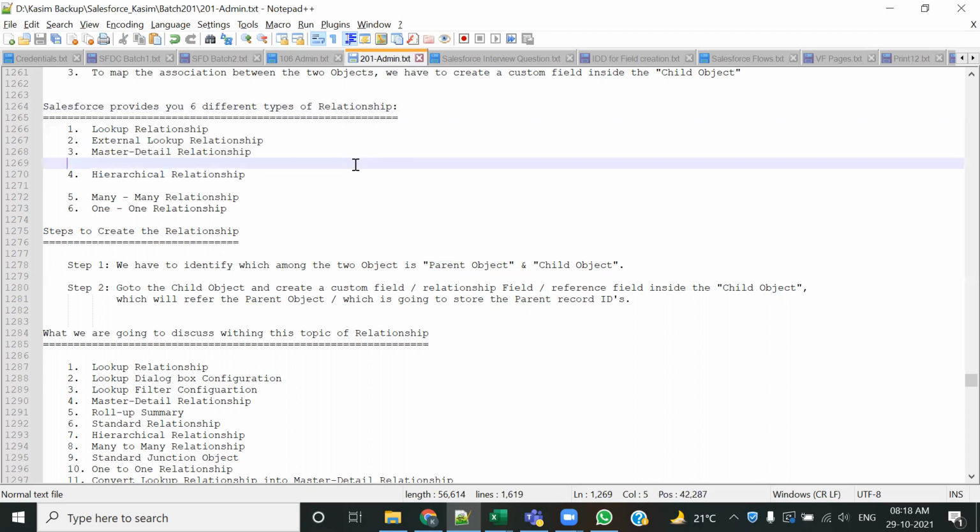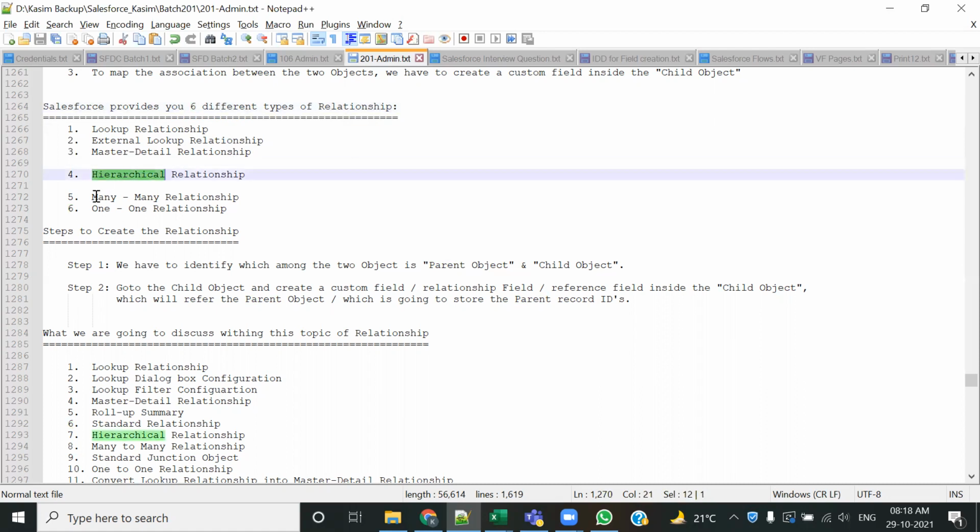So when they ask you this in the interview, I want every one of you to answer that there are altogether 6 different types of relationships. What are those? Lookup, external lookup, master detail, and then hierarchical relationship, then many to many, and one to one. So altogether, there are 6 different types of relationships.